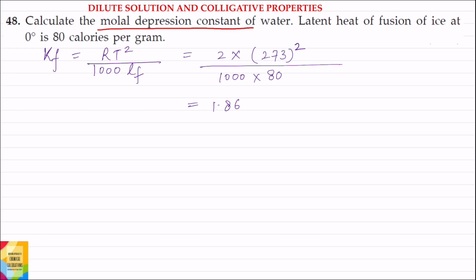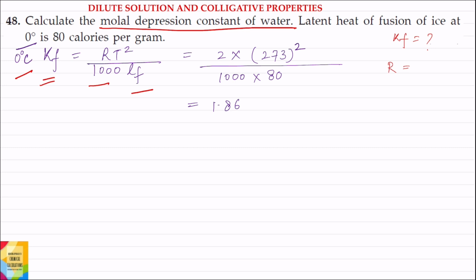Molal depression constant of water has to be found out, which means the value of Kf has to be found out. And latent heat of fusion of ice is given as 80 calories per gram and temperature is given as 0 degree centigrade. So Kf is equal to RT square divided by 1000 into Lf. Now here the value of R will be taken in which the unit of heat will be calories.